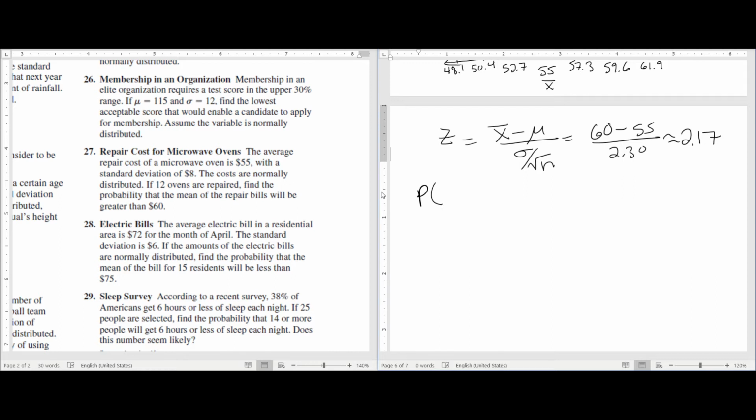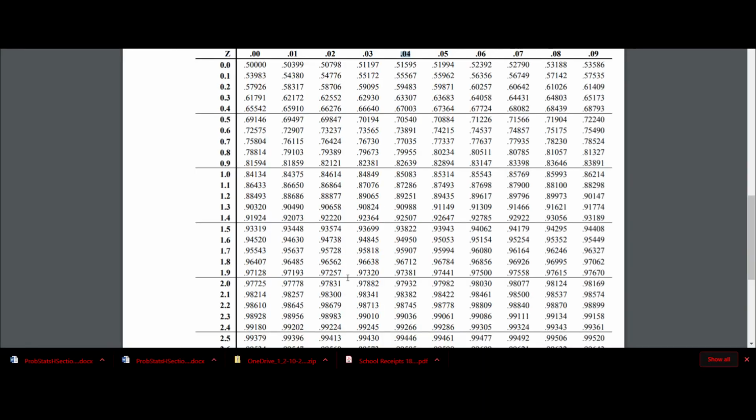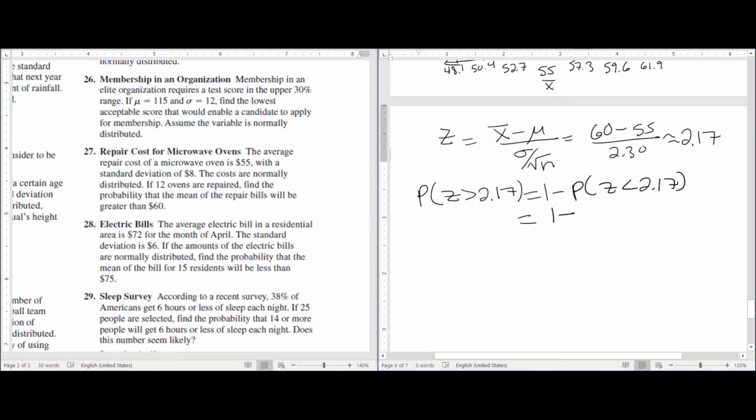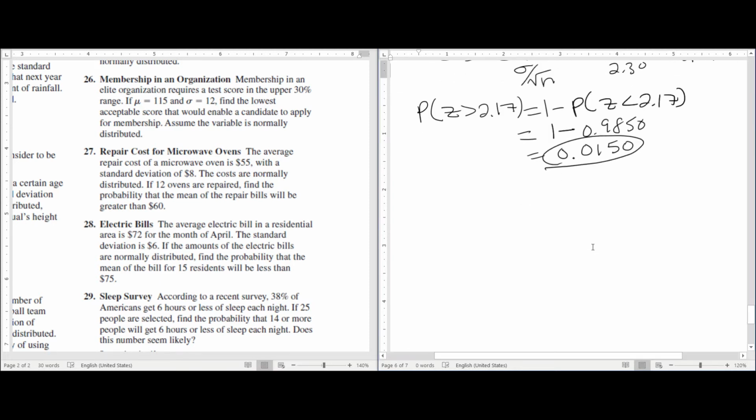So now we want the probability that z is greater than 2.17, which means we have to do 1 minus the less than, because the table gives us the less than. So 1 minus the value on the table for 2.17, which is 0.9850. So 1 minus 0.9850 is 0.0150. That's the probability that the mean of the repair bills will be greater than 60. That takes care of 27.